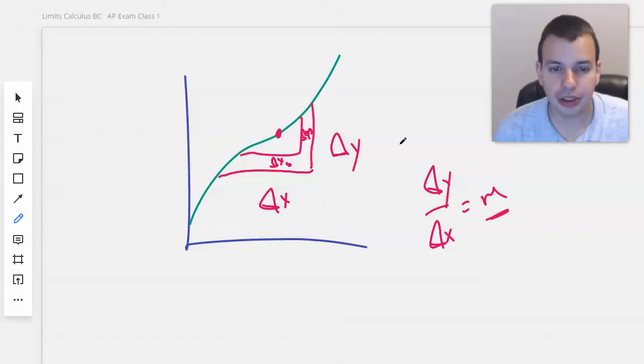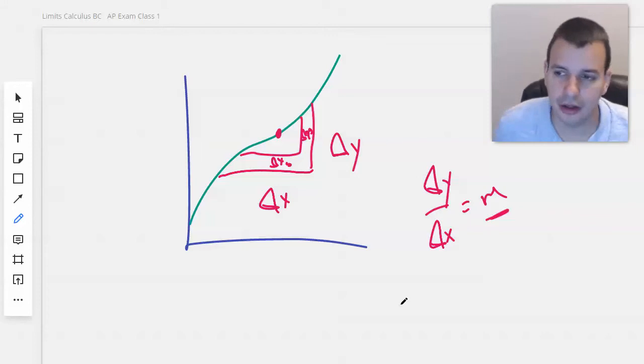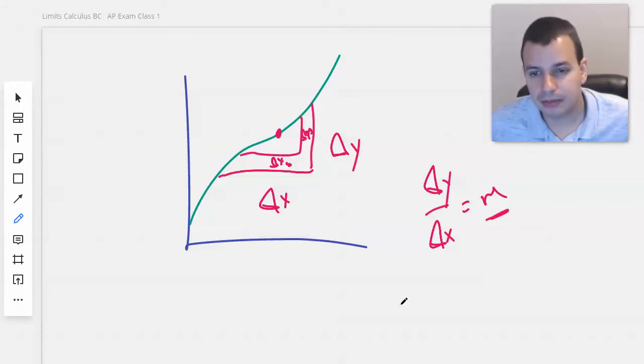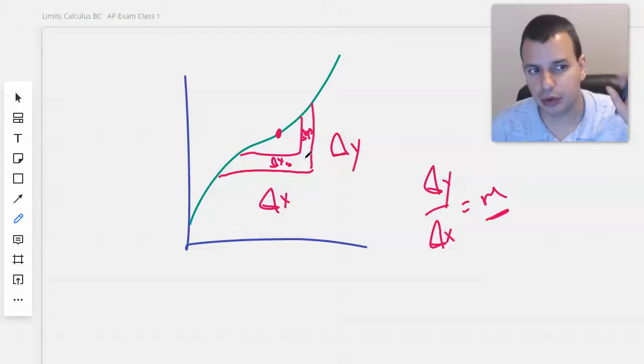At some point, you're like, well, what if this dx is infinitely small? What if this dy is infinitely small? Does that give us any sort of meaningful answer in life? Does that even exist? Can something even be infinitely small? Well, that's where limits come in. That's the idea of calculus and kind of where we're going.